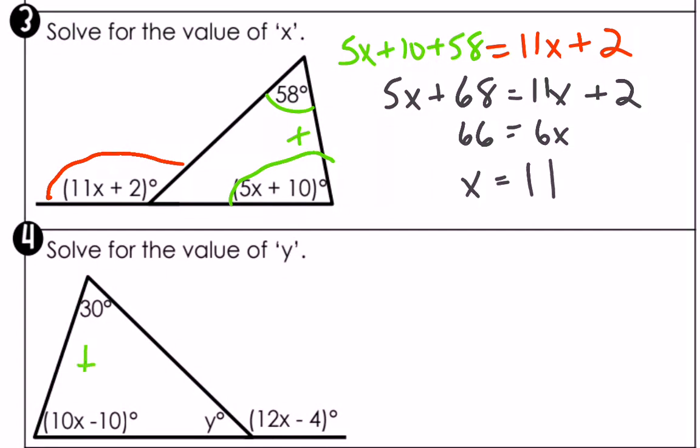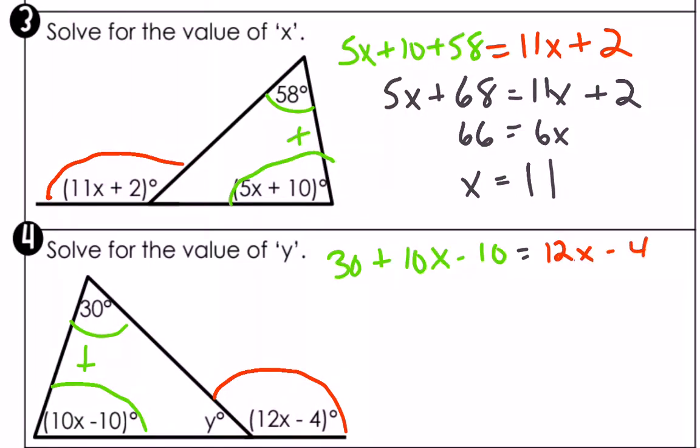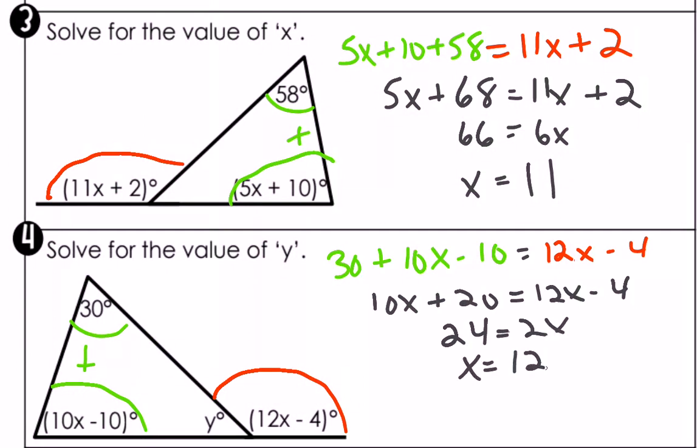Same thing for the next one. The sum of the remote interior angles equals the exterior angle. And I just noticed it's asking us to find y, but I don't really know enough about this to find y yet. So I'm going to find x first. 30 plus 10x minus 10 equals 12x minus 4. So 10x plus 20 equals 12x minus 4. So 24 equals 2x, and x equals 12.